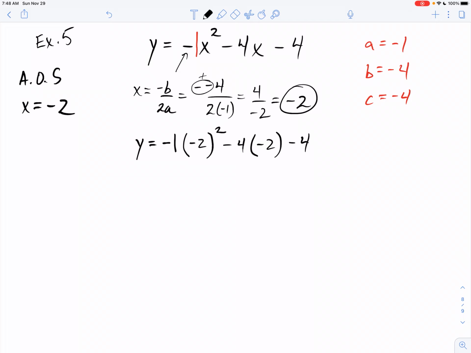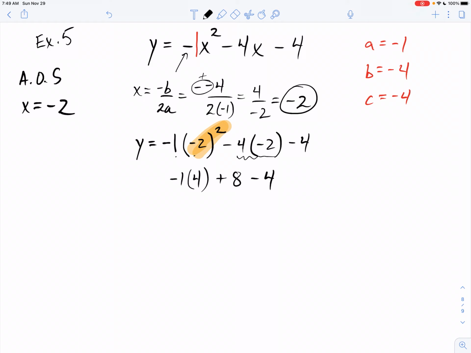But here's the thing, don't do -1 times -2 first, you're going to lose. That's not the order of operations. Remember, order of operations, we do the exponent part first. So I would do -2 times itself, that's 4. Then I'm going to multiply that by -1. And if I don't, I'm going to end up with a sign error. Here, I have -4 times -2, that's 8. And then I got another -4.